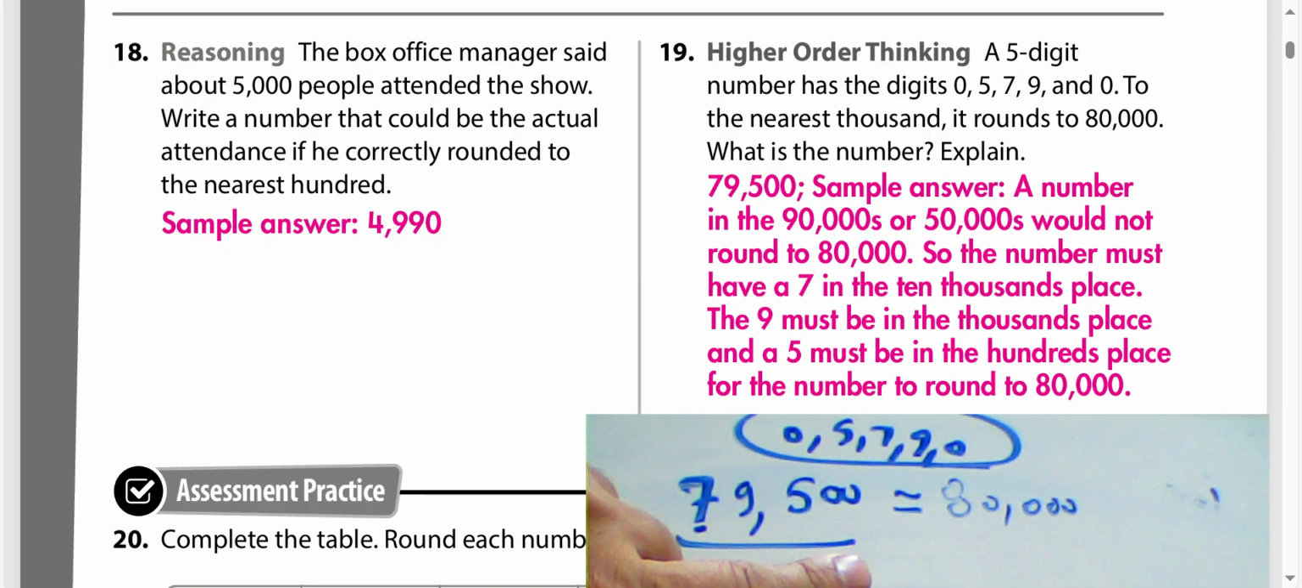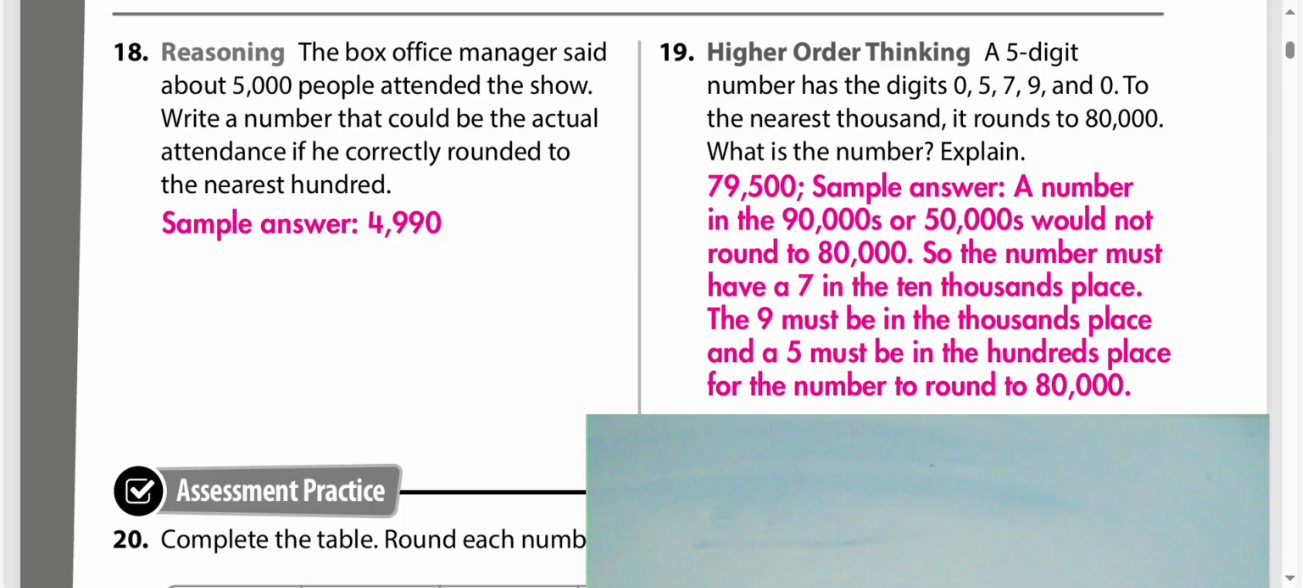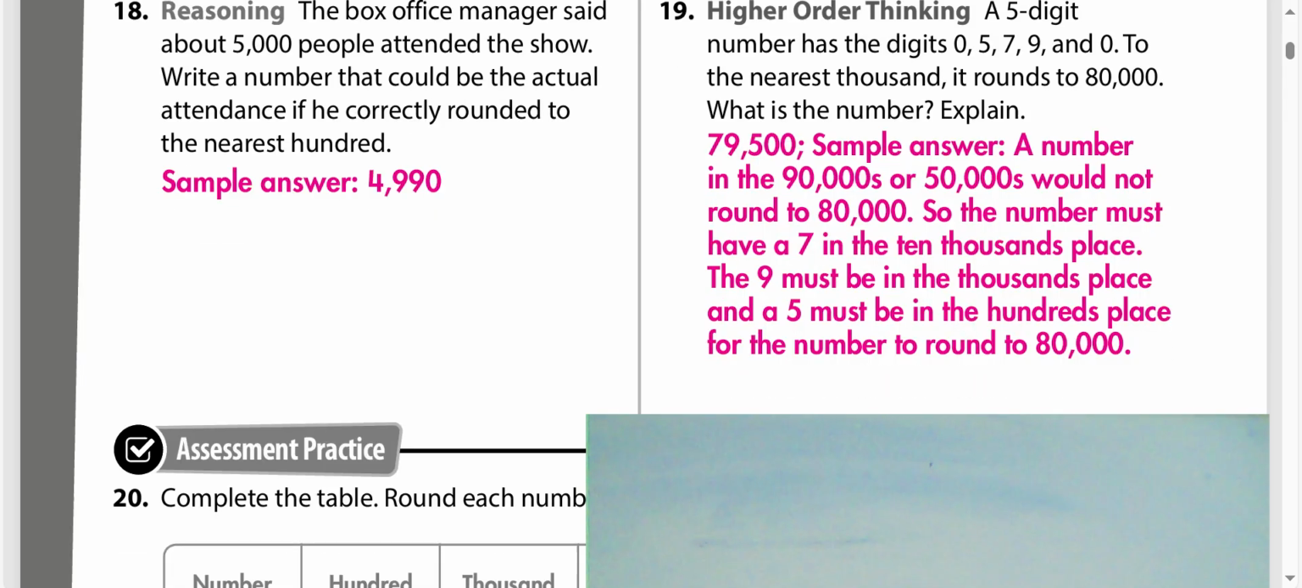Then the number will be 79,500, approximating to the nearest 10,000. 9 can give 1 to 7. It will be 80,000. Okay. So you can write the solution number in the 90,000 or 50,000 would round to 1,000, so the number must have 7 in the 10,000 place, 9 must be in the 1,000 place, and 5 must be in the 100 place for the number to round to 80,000. Okay, because 5 or 9 here can give 1. Any number greater than or equal to 5 can give 1. So the result will be 80,000.